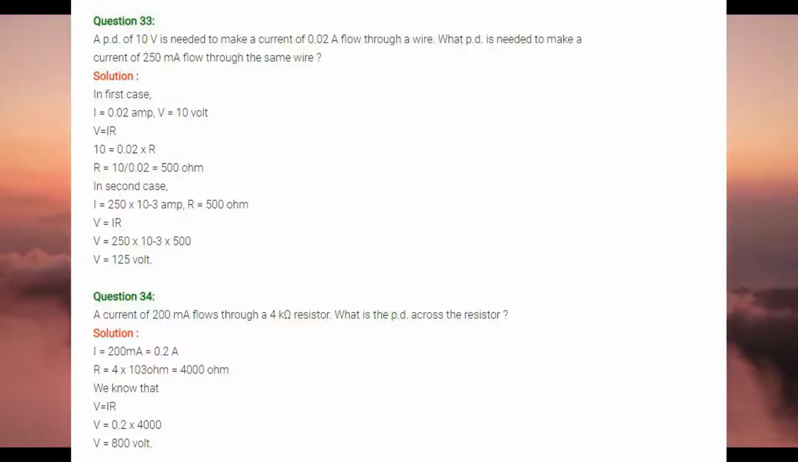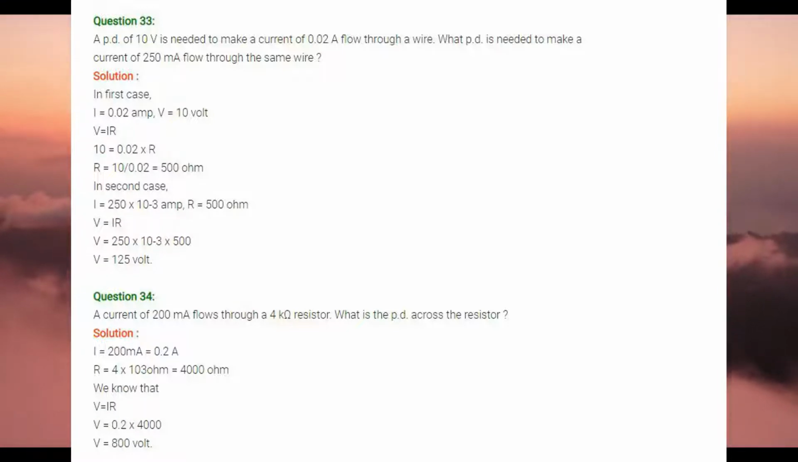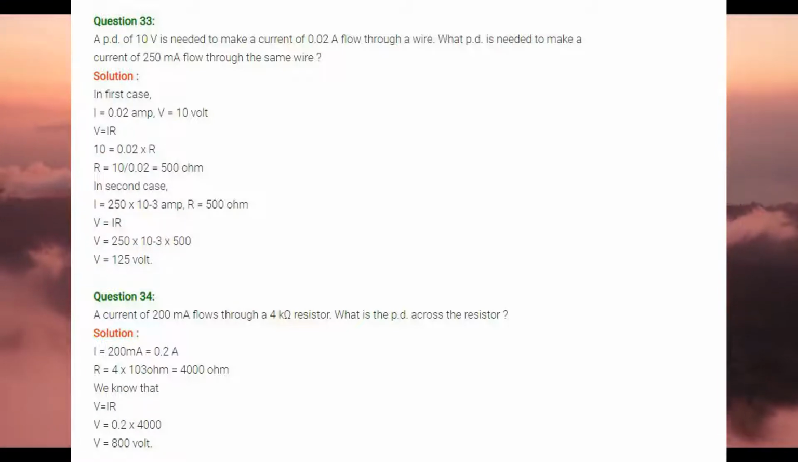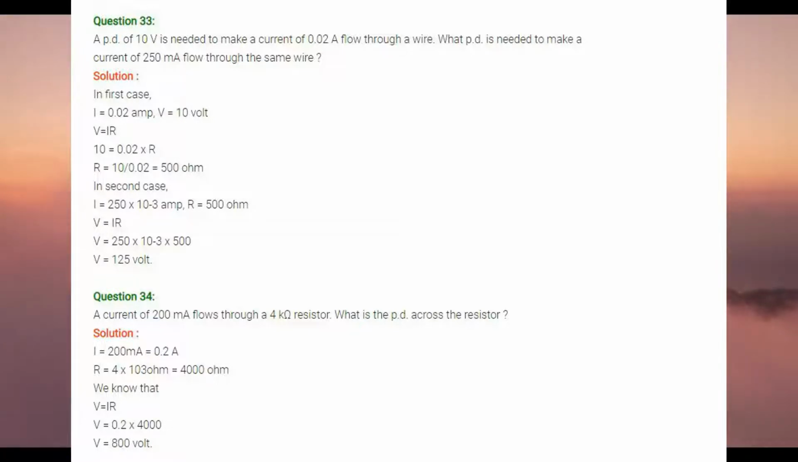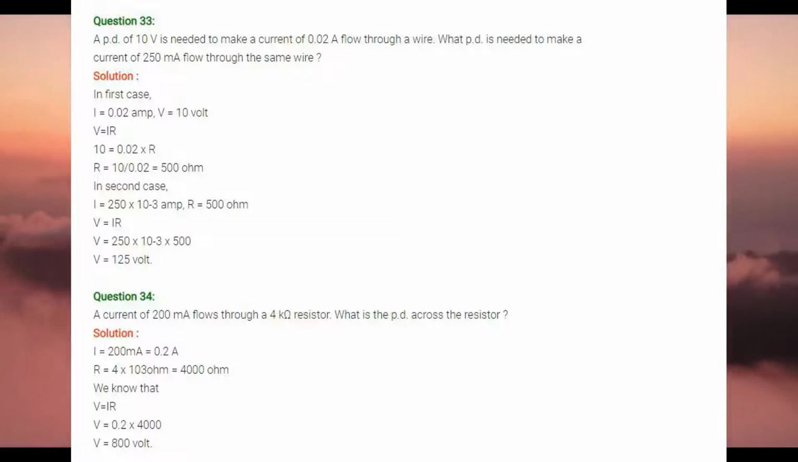In second case, I equals 250 into 10 raised to minus 3 ampere, R equals 500 ohm, V equals I into R. V equals 250 into 10 raised to minus 3 into 500, V equals 125 volt. Question 34. A current of 200 mA flows through a 4 kΩ resistor. What is the potential difference across the resistor?